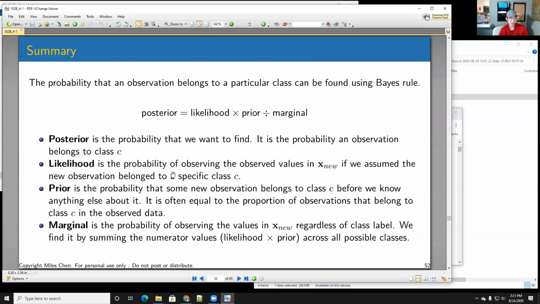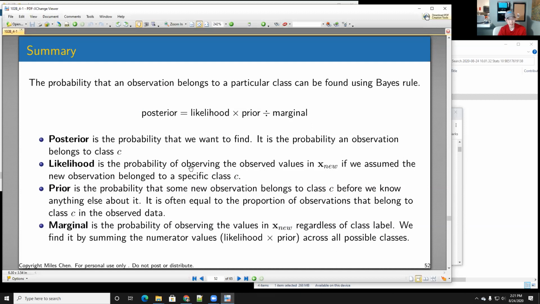Okay, so in summary for the Bayes classifier, the probability that an observation belongs to a particular class is going to be found using Bayes' rule, which is done by the likelihood multiplied by the prior divided by the marginal probability. Okay, and again, the way we find the marginal is you take the numerator, which is the likelihood times the prior, and you sum that up across all possible classes.